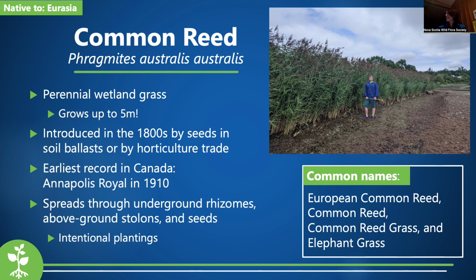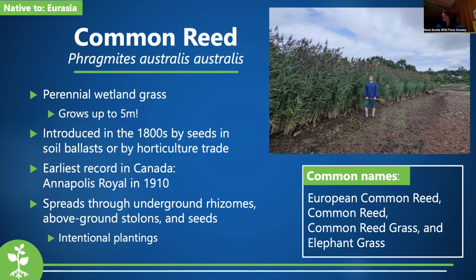But anyways, this species spreads primarily through underground rhizomes, aboveground stolons, and seeds, as well as intentional plantings, unfortunately, as it is a unique looking grass species. It grows very large, and it can be found quite abundant in some areas, and it's an easy one to see on the side of the highway.